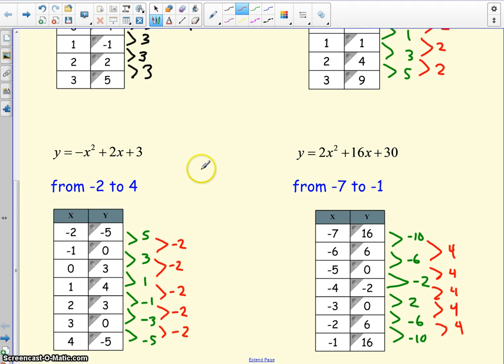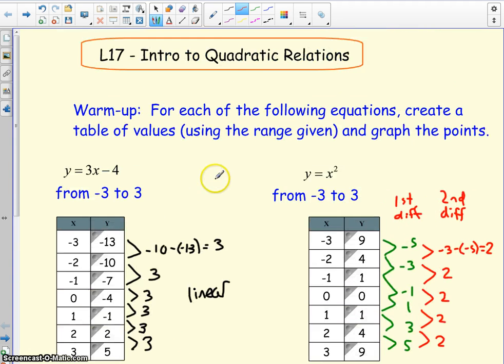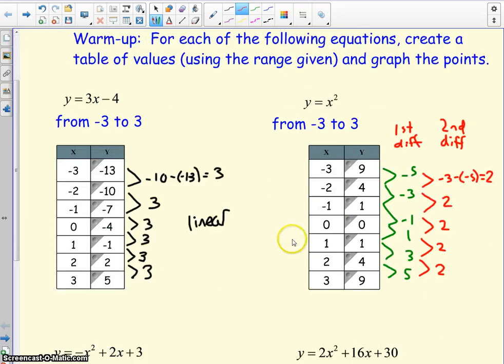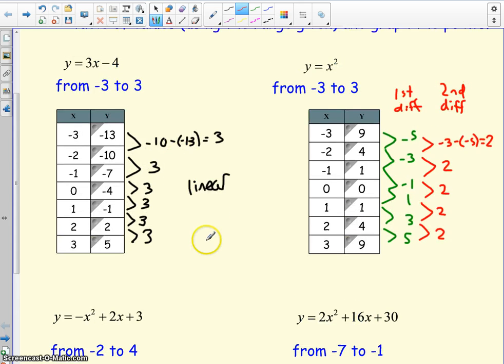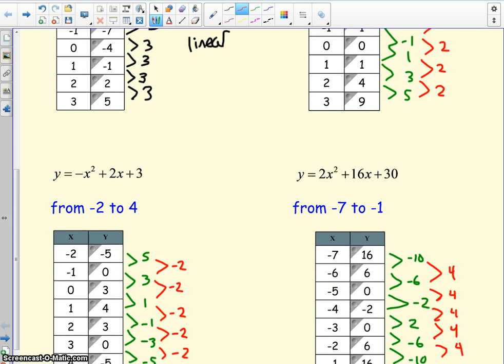So all these shapes that we call parabolas, or quadratics as they're often called, if you look at the second differences, they are constant. The first differences aren't, clearly not linear, but the second differences are the same. Okay, some other things we're going to look at here, and you would have seen this in your investigation, is that there's different features to these graphs.